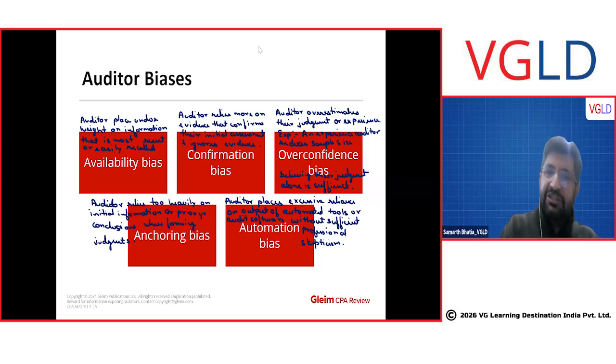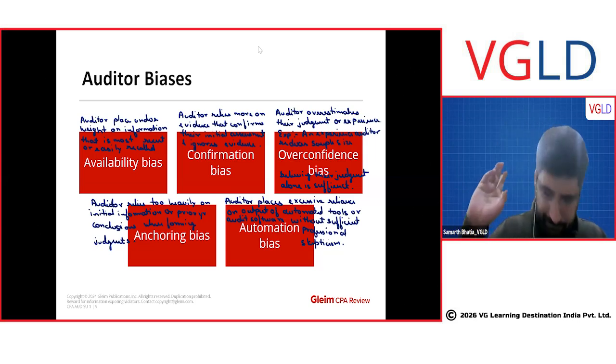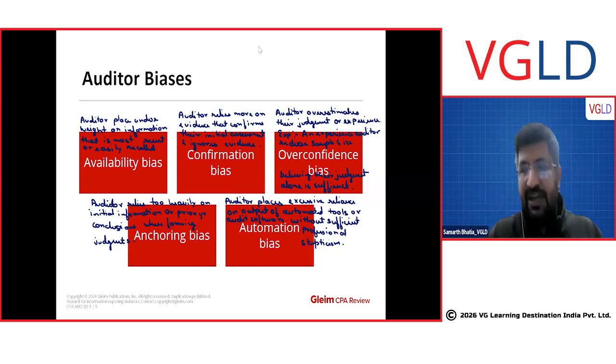Management gives me an explanation of how they are valuing their inventory and I'm very sure that they are doing it appropriately. I'm just ignoring whatever evidence I'm getting. So that's a confirmation bias.